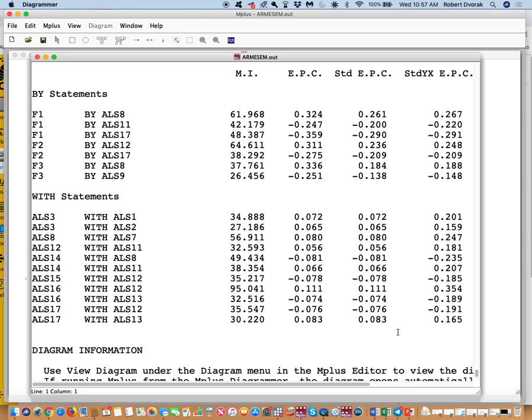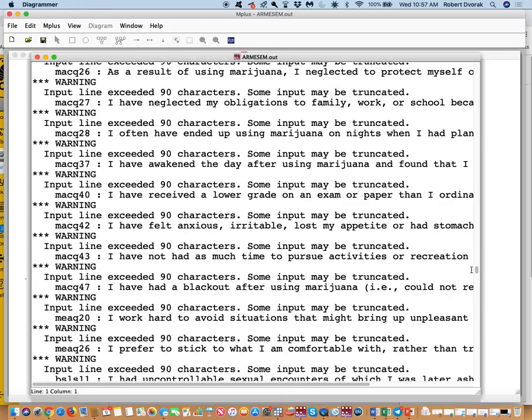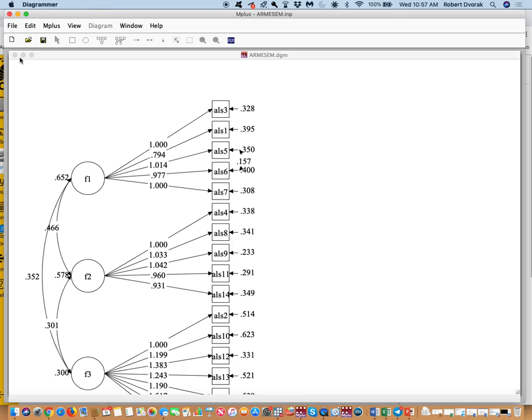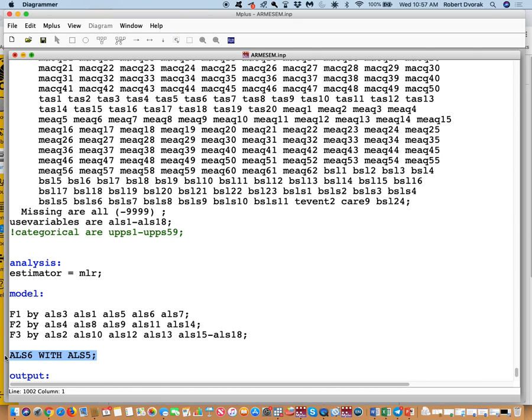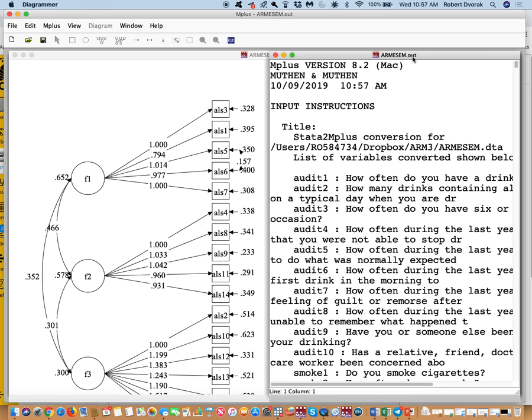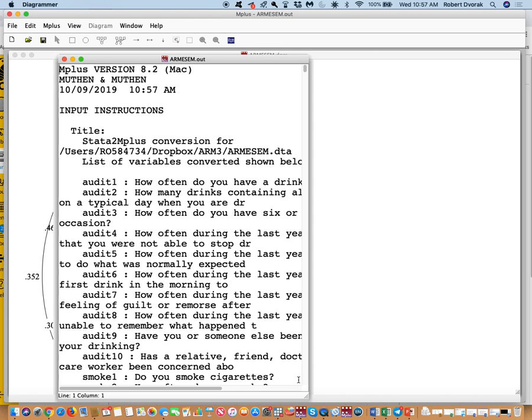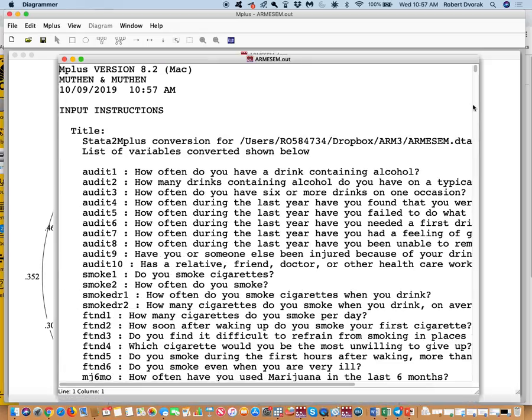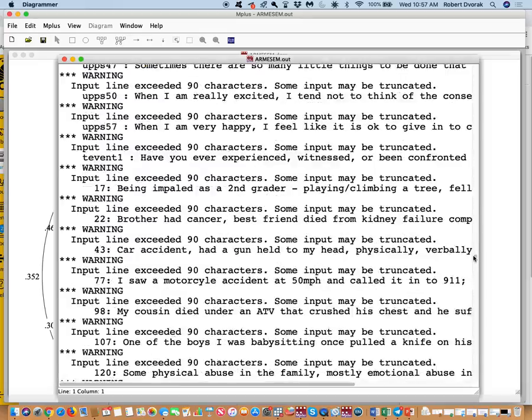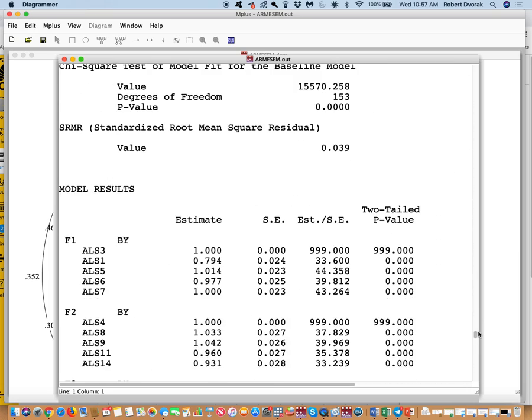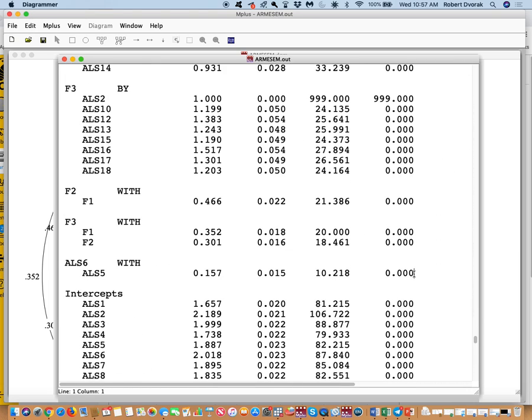Show me the code quickly. Oh, yeah. The code to correlate those is just ALS 5 with ALS 6. I saw that it also said ALS 5 plus 6. That's just a correlation. You added that correlation, ALS 5 with ALS 6, and it's really the correlated error between ALS 5 and ALS 6. And it is in there, yep. You've added it, it's statistically significant, a Z of 10.